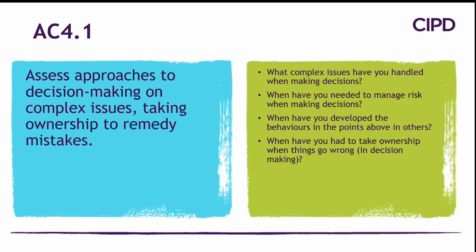We now move to learning outcome 4. AC 4.1. Assess approaches to decision making on complex issues, taking ownership to remedy mistakes. You could ask yourself, what complex issues have you handled when making decisions? When have you needed to manage risk when making decisions? When have you developed the behaviours in the points above in others? When have you had to take ownership when things go wrong? Go wrong in decision making, that is.